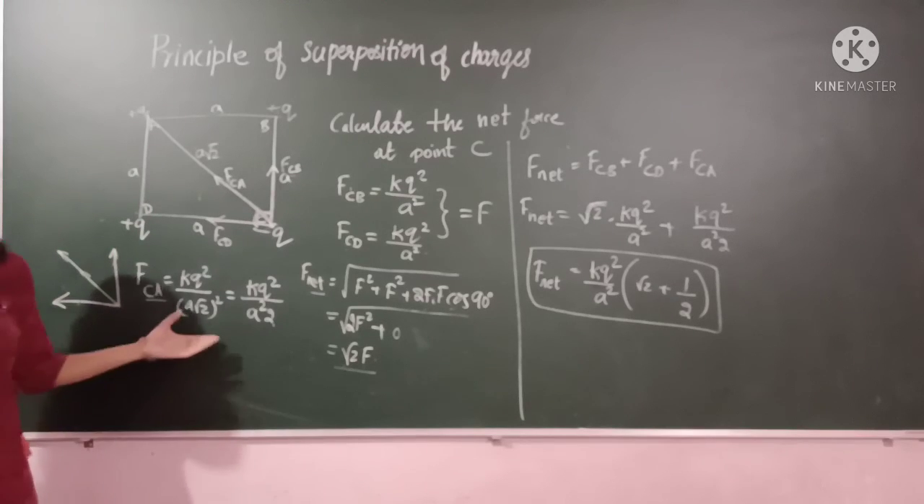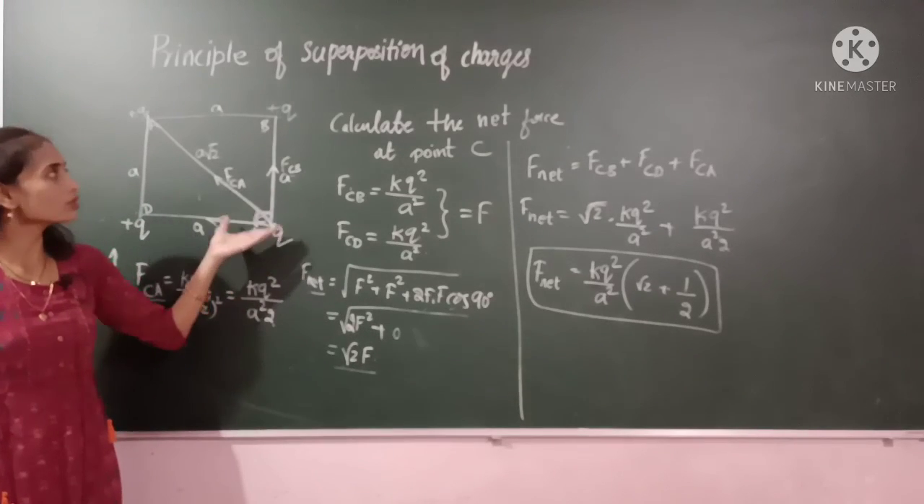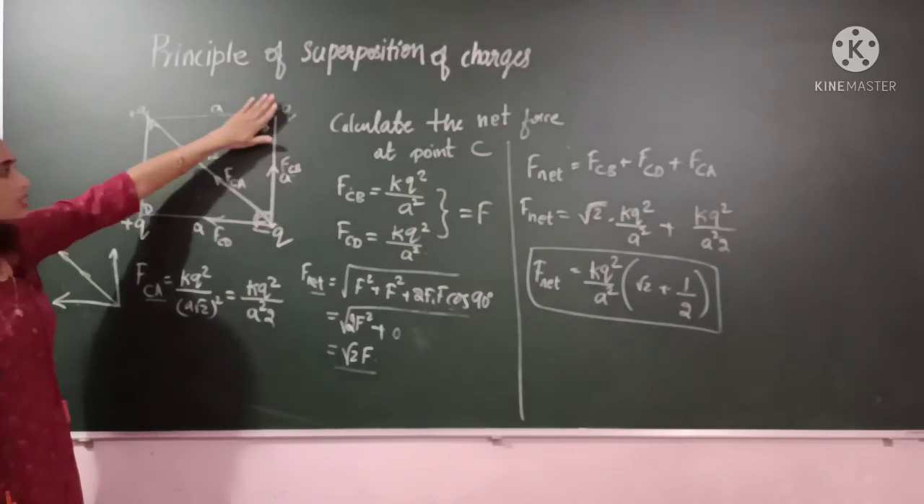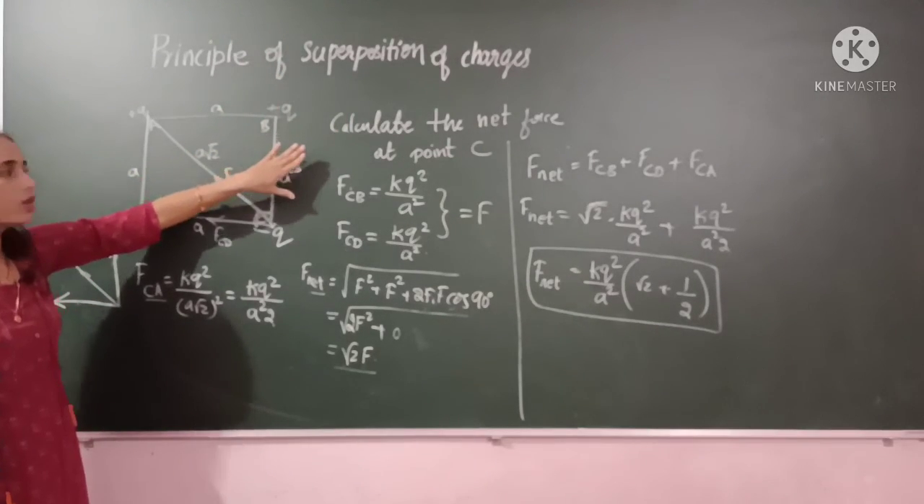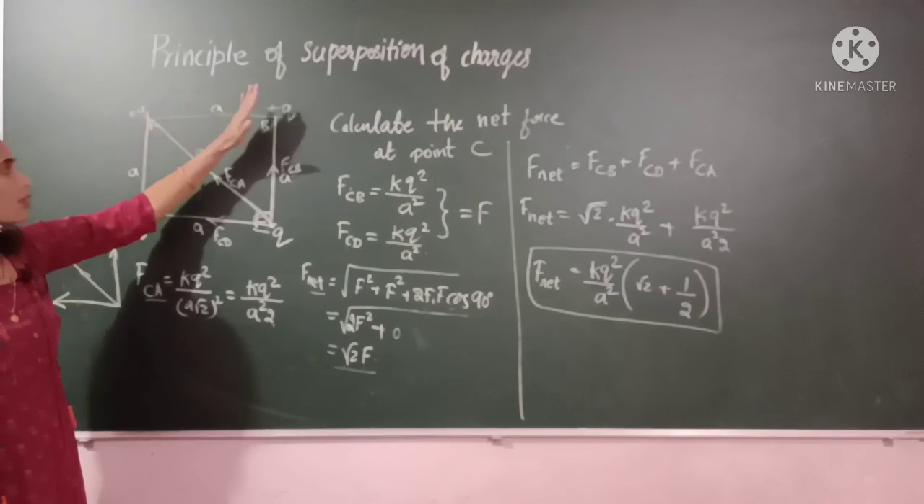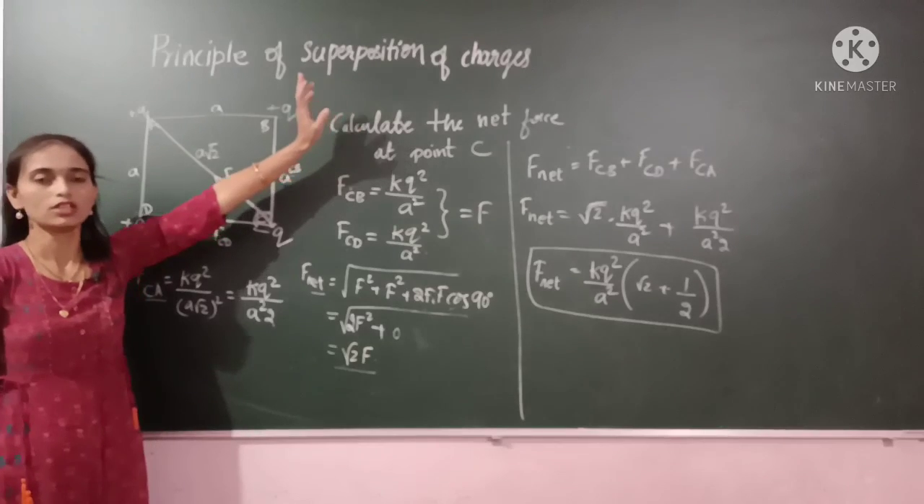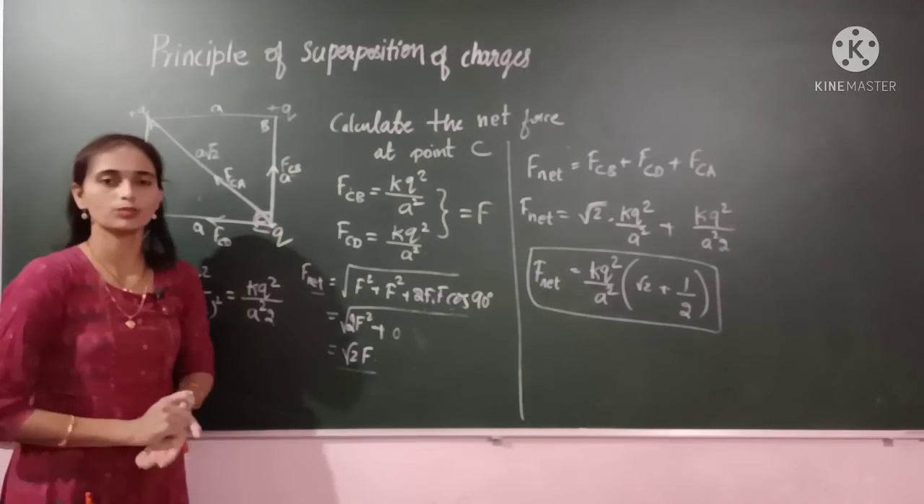So this is how we will solve problems using the principle of superposition of charges. If only 2 point charges are there, then we can apply Coulomb's law. If there are more than 2 charges, then we will use the principle of superposition of charges. So this is all about the principle of superposition.